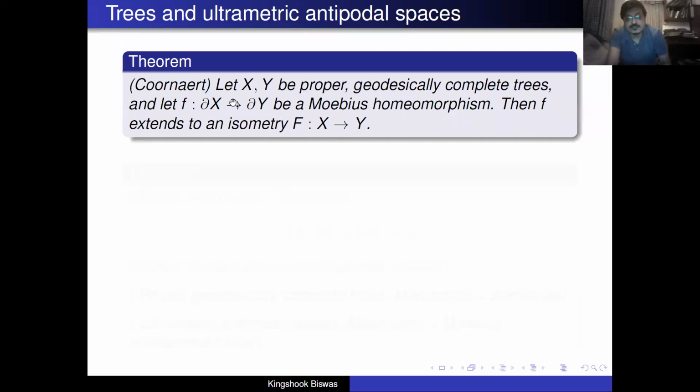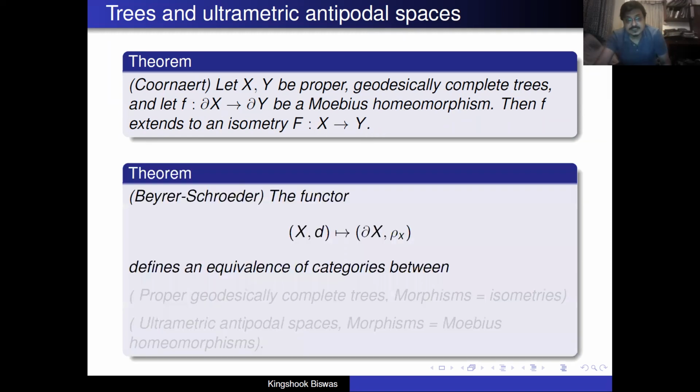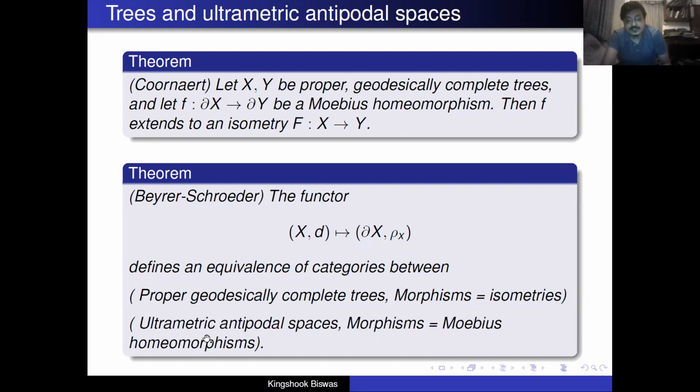Now, much earlier, Kurnair showed that for trees, we have a complete answer also. If X, Y are proper geodesically complete trees, and F from boundary X to boundary Y is a Moebius homeomorphism, then F extends to an isometry from X to Y. And taking this further, Barer and Schroeder showed that the functor sending a tree to its boundary equipped with a visual metric, which is, as we noted, an ultrametric, defines an equivalence of categories between proper geodesically complete trees, where the morphisms are isometries, and ultrametric antipodal spaces, so ultrametric satisfying the antipodal property, where the morphisms are Moebius homeomorphisms.